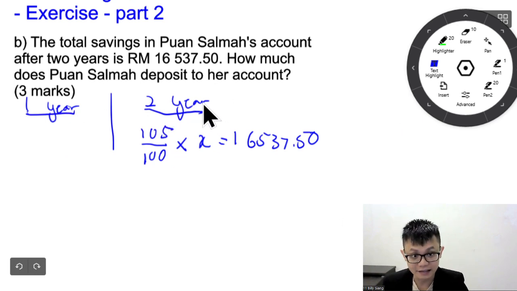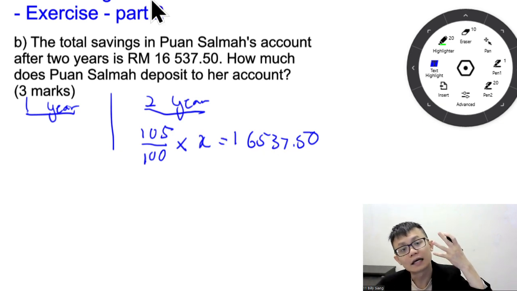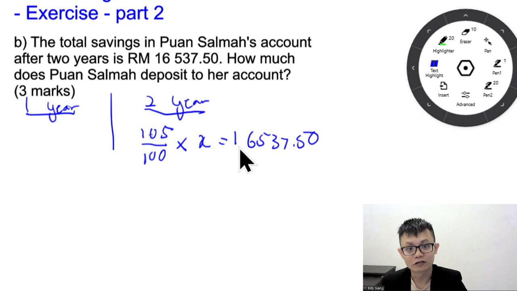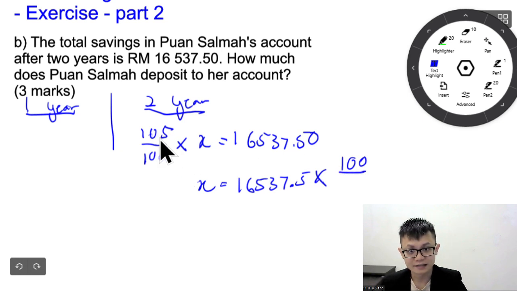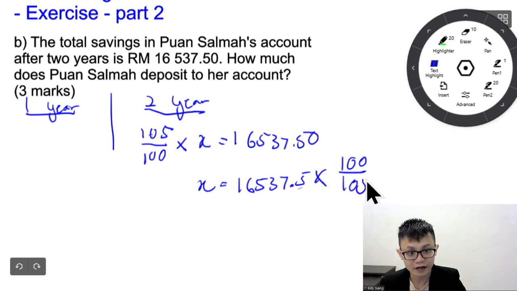It means for the second year, the money that I get is because of the 5% of the first year. But I don't know the money from the first year. But I know that 105 over 100 times this money, X, where X is the first year amount, equals 16537.50. So X equals 16537.5 divided by 105 over 100. Bring it over and it becomes times 100, and bring the 105 over and it becomes divide by 105.